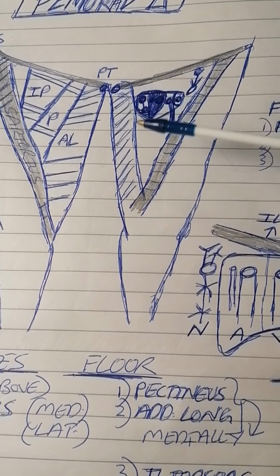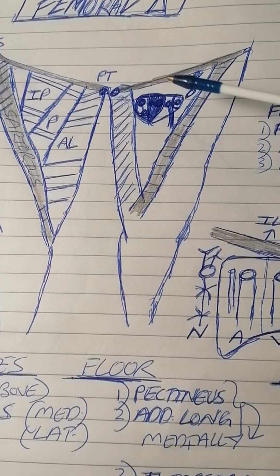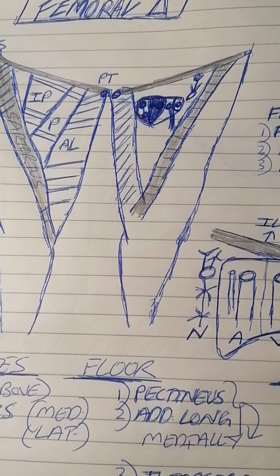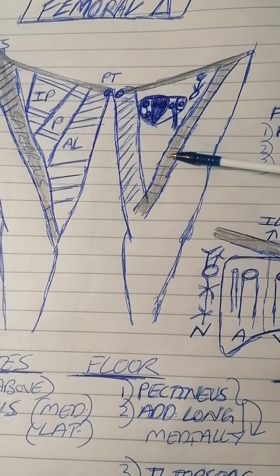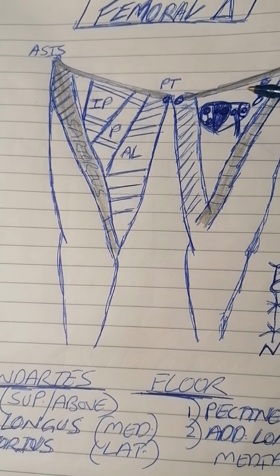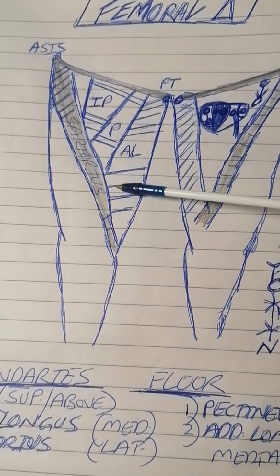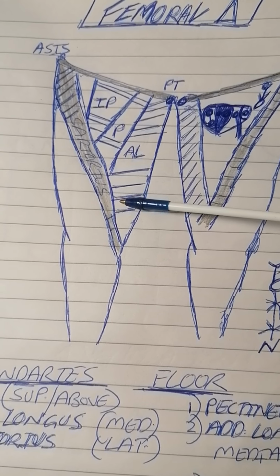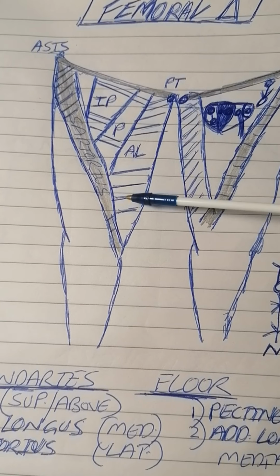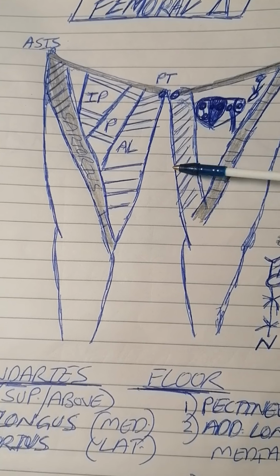Now let's talk about the roof and the floor of the femoral triangle, because since it is a triangle, it must have boundaries and a roof and also a base and floor. So let's talk about the floor of the femoral triangle. On the medial aspect of the femoral triangle floor, we have the same muscle, adductor longus. Adductor longus, why adductor? Because these are the ones that adduct your thigh.